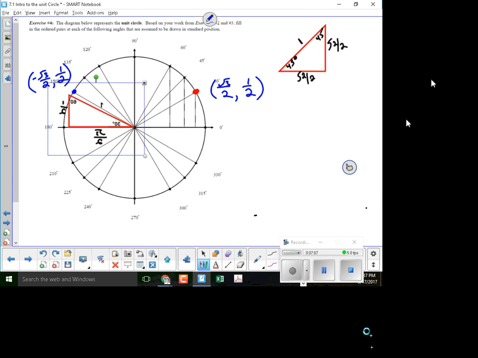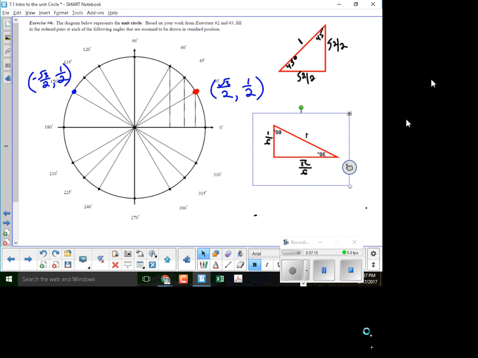Okay? So now what I want you to do is take a minute and do the other angles that are 30 degrees, these two below the x-axis. Go ahead and give it a shot, and I'll get right back with you.